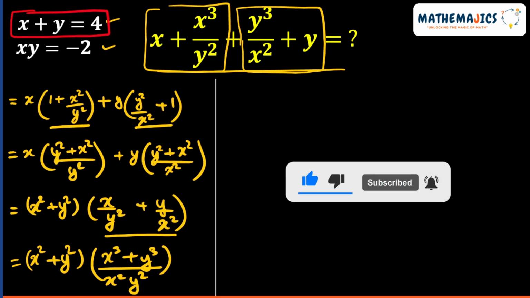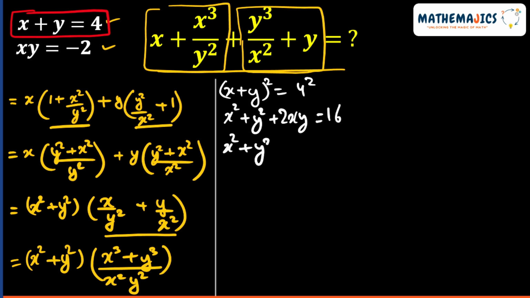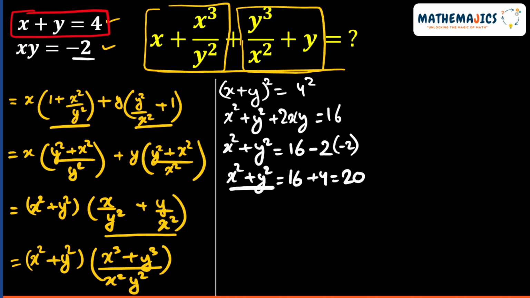Now, please look at the first equation. I will be squaring this equation on both the sides. I will get x plus y whole square is equal to 4 square. Now, as the algebraic identity says, x square plus y square plus 2xy is equal to 16. Now, x square plus y square will be 16 minus 2xy. What is xy? Xy is negative 2. So we will get x square plus y square is equal to 16 plus 4, which is 20. So please keep this in mind: x square plus y square is 20.